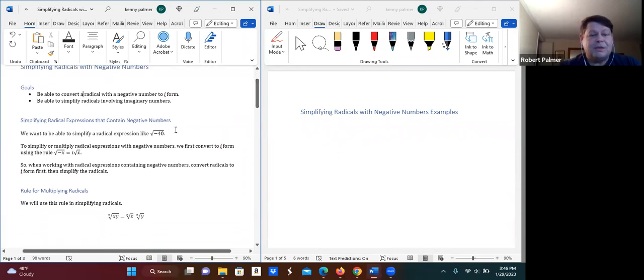So what we're looking at is something like this. You see right here, an expression like the square root of negative 40. I'll do this one in a moment. What we're going to do is make sure I understand how to simplify it. So the first thing we want to do is convert to I form. That means using one of these rules.